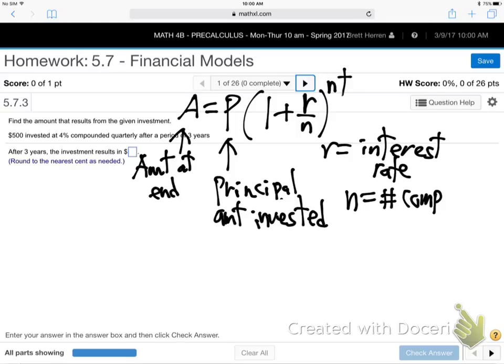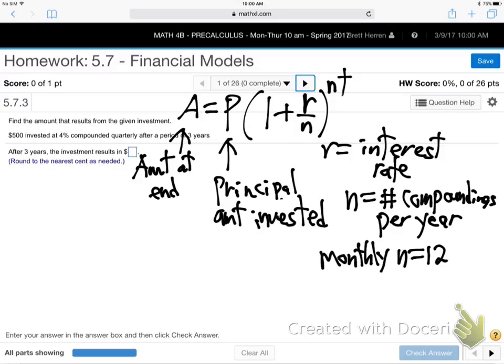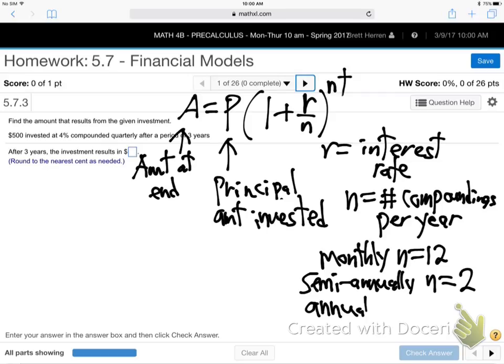Compoundings per year. So in other words, if they say monthly, that means N is 12, because that's 12 times a year, right? Or if they say semi-annually, what's semi-annually? Twice a year, right? Semi is half. So 2 times. Those are the main ones, or they'll just say annually, which is just once a year.